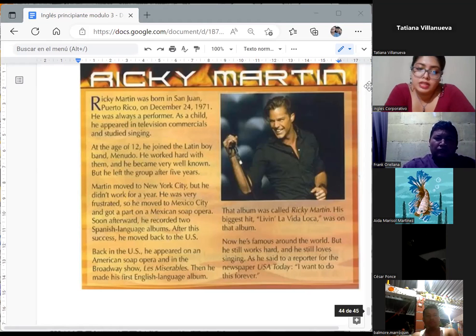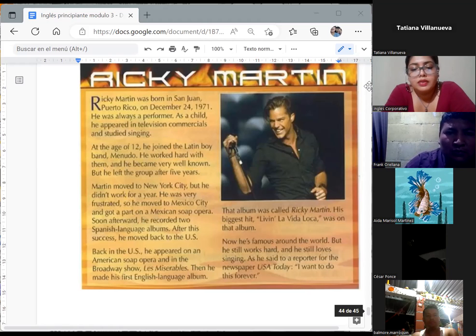After this success, he moved back to the U.S. Después de ese éxito que tuvo con sus álbums en español, se movió de nuevo a Estados Unidos. Back in the U.S., he appeared on an American soap opera and in the Broadway show Les Miserables. Después de eso, cuando ya regresó a Estados Unidos, apareció en otra novela, solo que esta es una novela estadounidense, y en un show de Broadway, que es Los Miserables. Then he made his first English language album. Luego hizo su primer álbum en inglés.